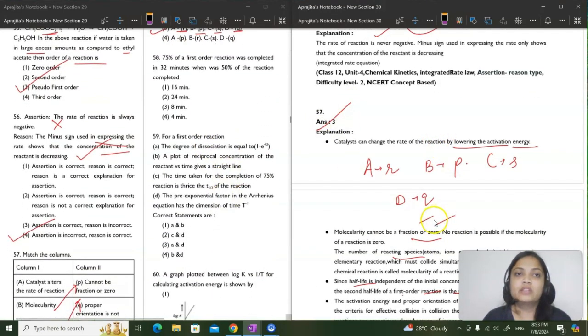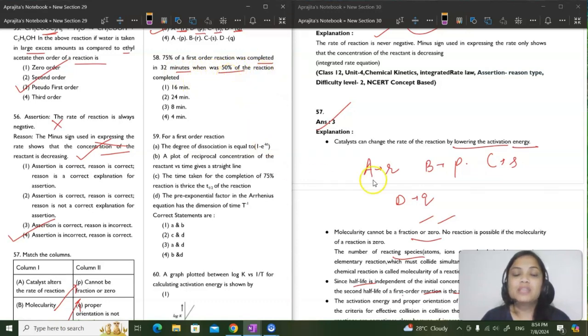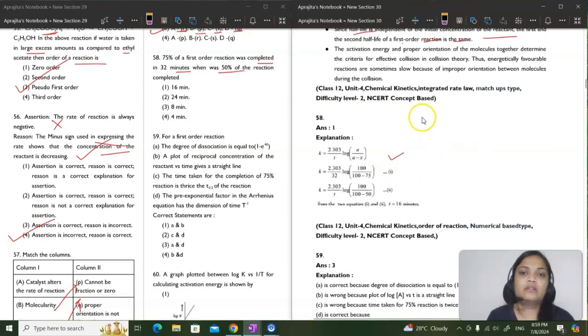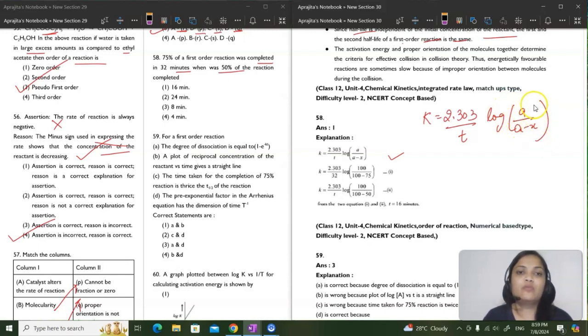Alright students, next is the 58th question. 75% of a first order reaction was completed in 32 minutes. When was 50% of the reaction completed? So it is the same type of question we have just discussed, right? So here you will be applying the rate law equation and solving this question. For a first order reaction, again the one that we have just used, 2.303 upon t log of R naught upon R, or you can say a upon a minus x, meaning how much concentration was initial and how much is left.